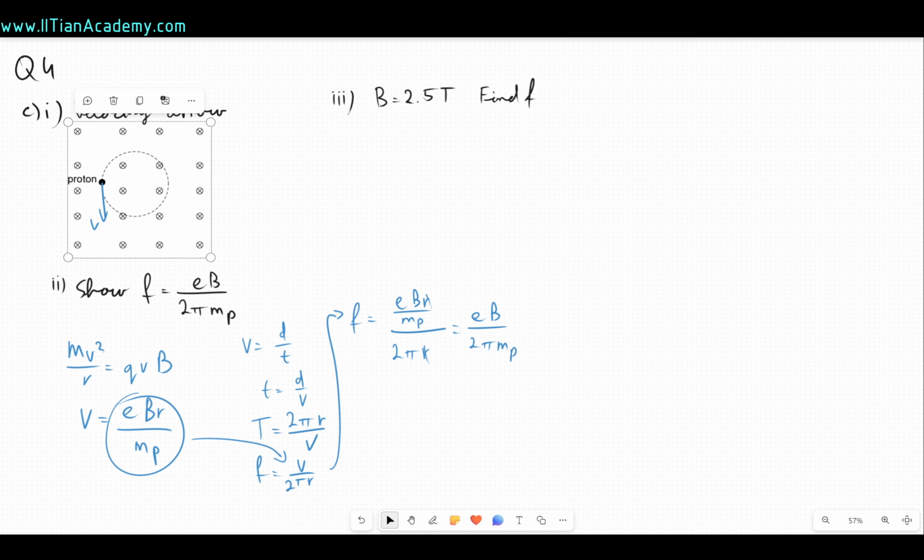And in part C2, we're given the magnetic field strength, and we need to calculate the frequency. So all we need to do is plug in here. So we know the charge is 1.6 times 10 to the minus 19. From the question we're given B is 2.5, 2 pi, and then from the data booklet we know the mass of the proton is 1.673 times 10 to the minus 27. So that would be 3.8 times 10 to the 7 hertz.